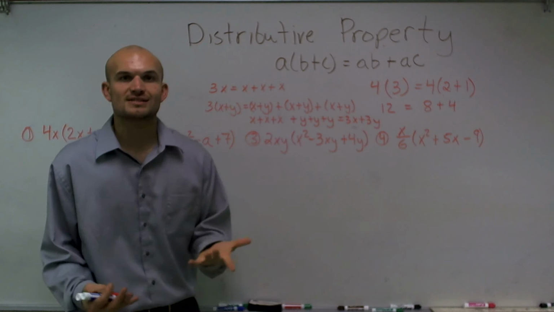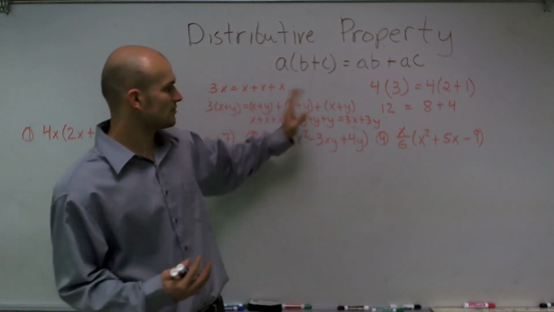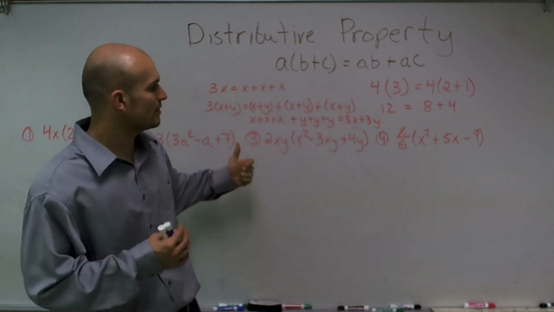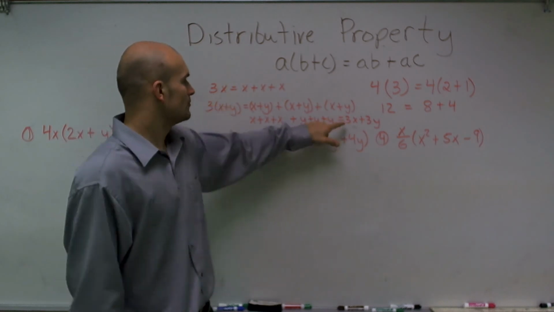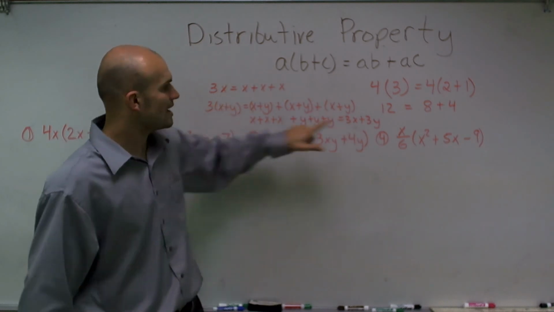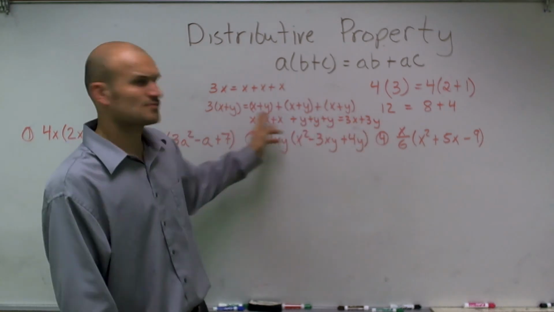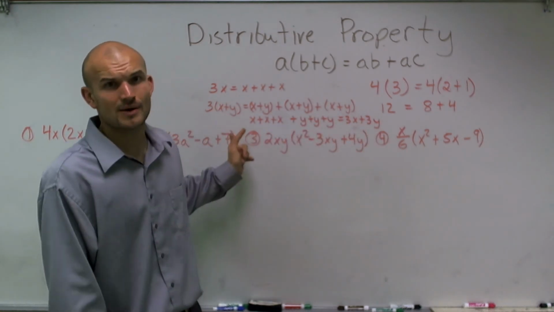So what we've noticed is by using the distributive property, we don't have to go through all that. What we can do is simply multiply the 3 times the x, we get 3x, and the 3 times the y, we'll get 3y. So you can see all this work I did, we can just do with the distributive property, right? Okay.